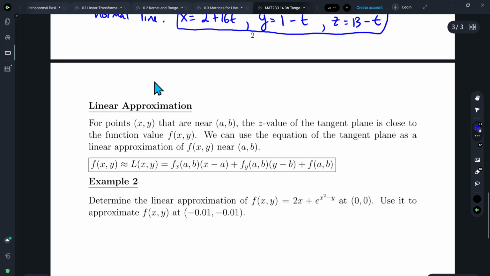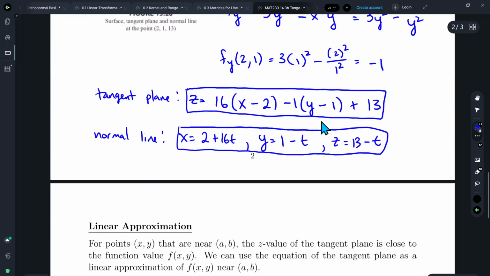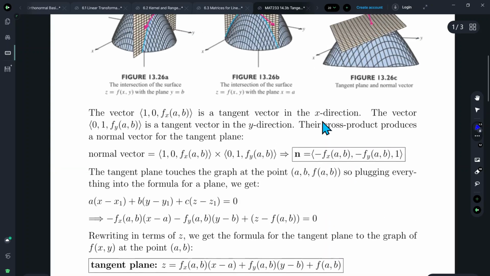Okay, in this video, we discuss linear approximation. So the basic idea is that we're going to use the tangent plane to approximate function values near some specific point. So to get an idea of how this proceeds, let's go back to the diagram of the tangent plane.